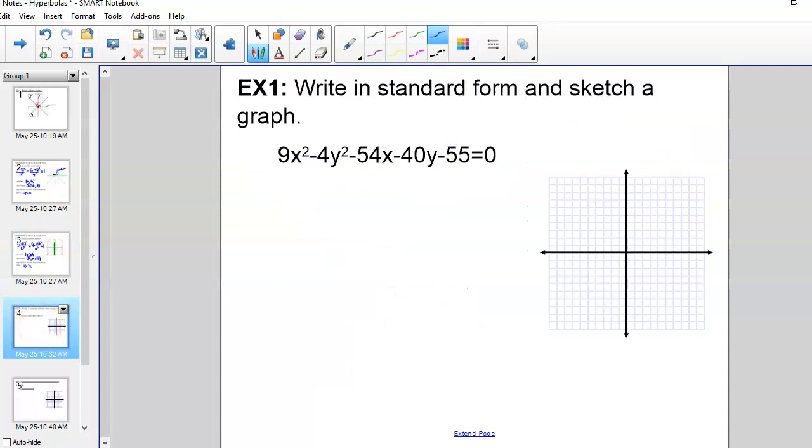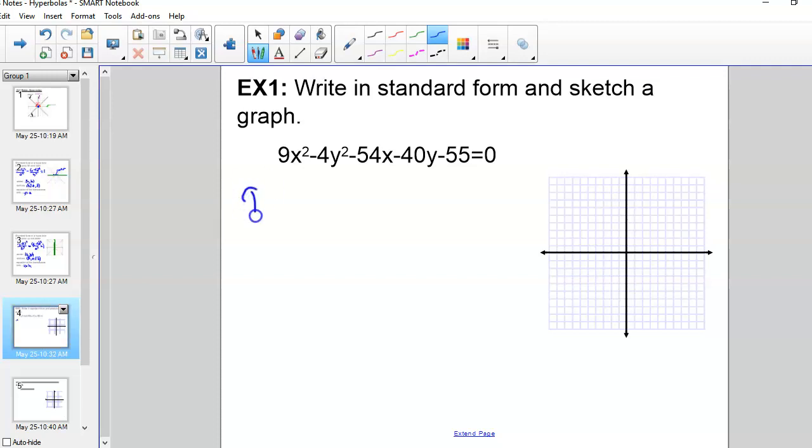Okay, so let's look at what we're going to have to do for some of these. We're going to write in standard form and sketch a graph. We're going to do a very basic sketch of a graph. Now, what you're going to find here is that these are going to be very similar to the ellipse as far as solving the equation. So we're going to group our x's and our y's.